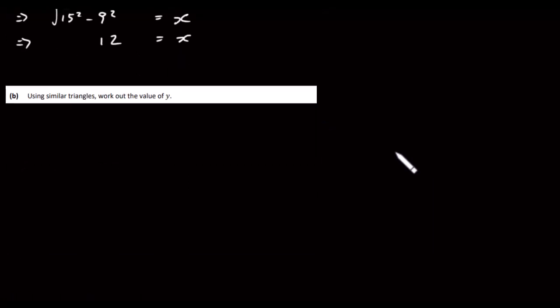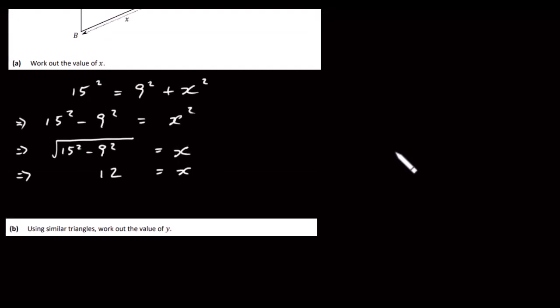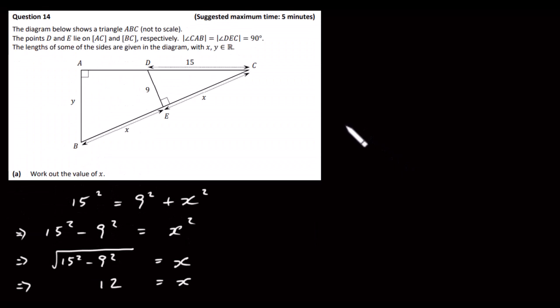Second part, use similar triangles to work out the value of y. So the two triangles that we're going to talk about here are this small triangle here and the big triangle here. A good idea when you're doing these kinds of things, when a triangle is inserted in another triangle, is to redraw them in the same orientation and put in all the labels and lengths of sides. So I'm going to do that.